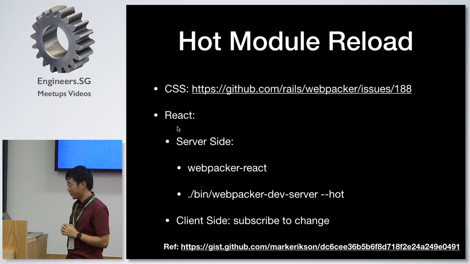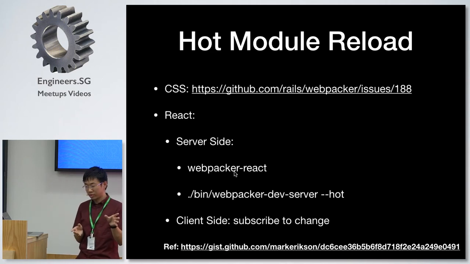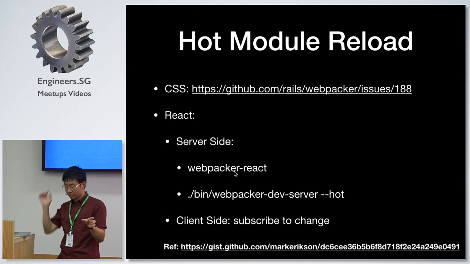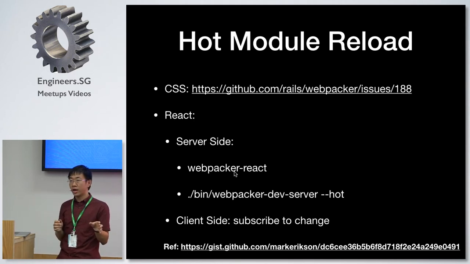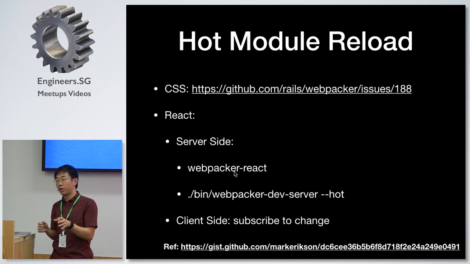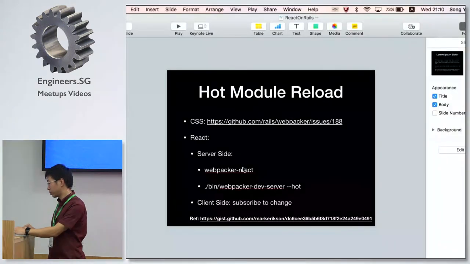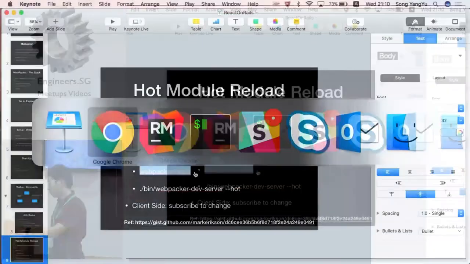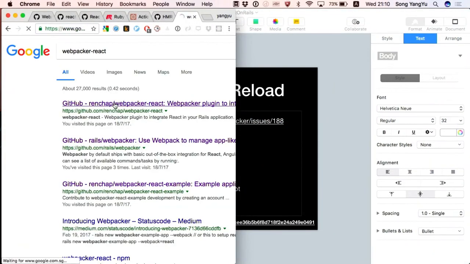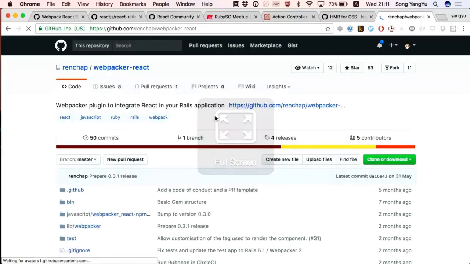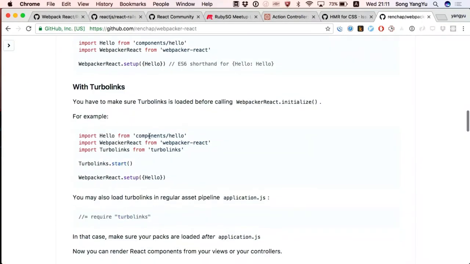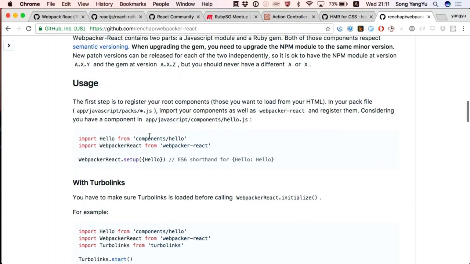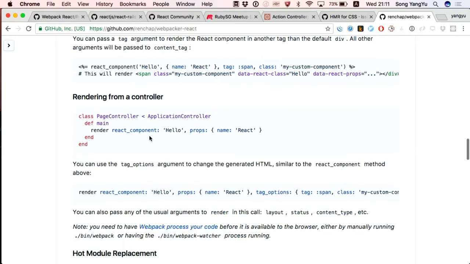Then for the hot module reload of the React component on the server side, there's a gem called Webpacker React. It functions both as a gem and also as an npm module. The part I use is the npm module, which just adds some configuration to Webpack. If you take a look here, it tells you how to set up, and I just follow that.